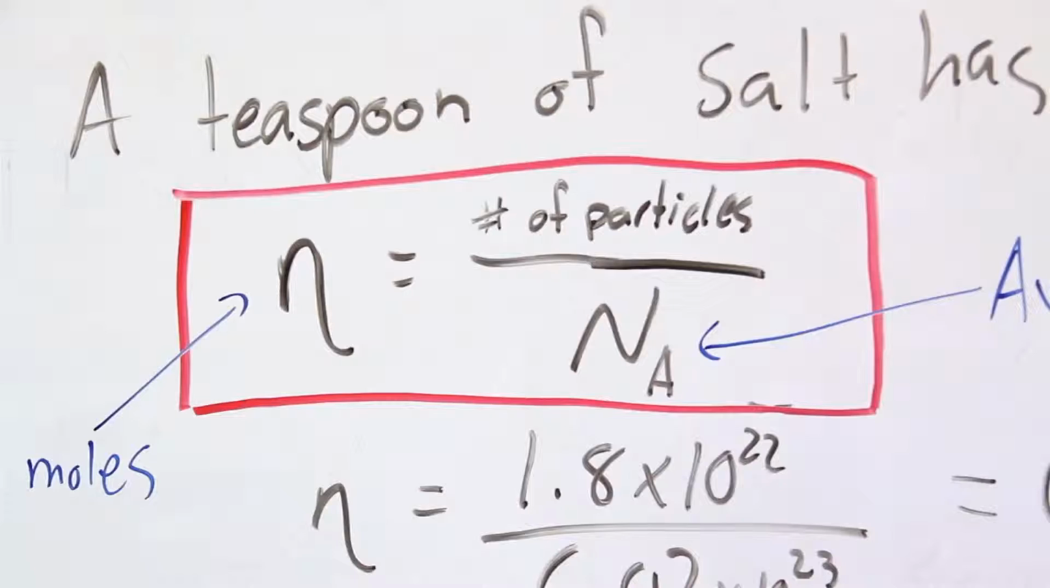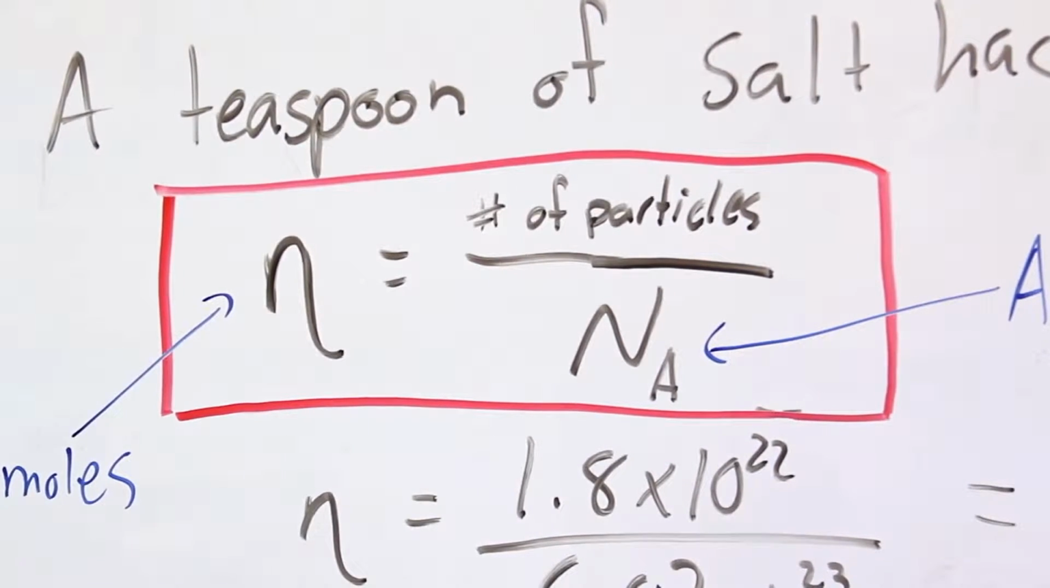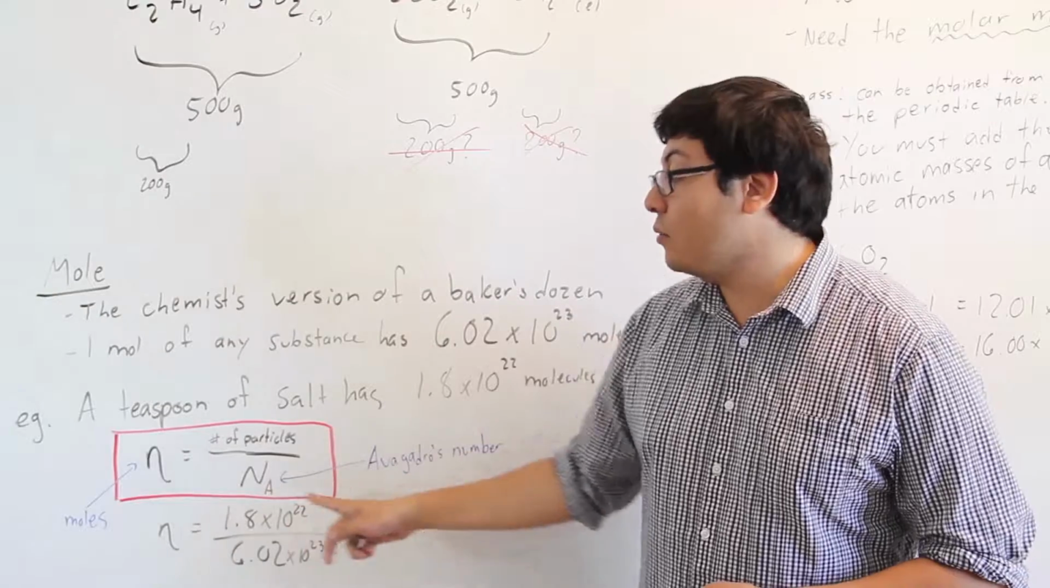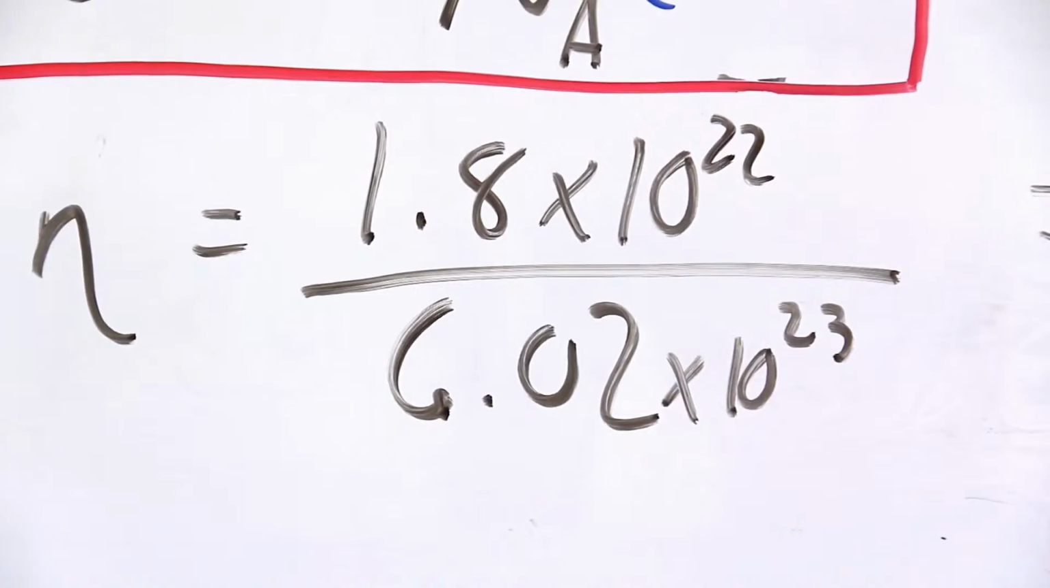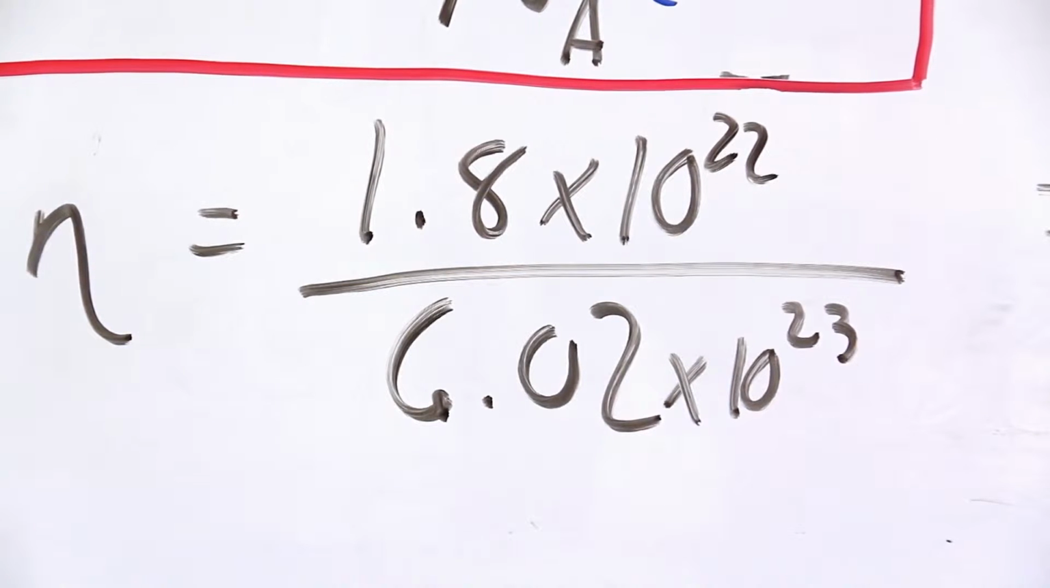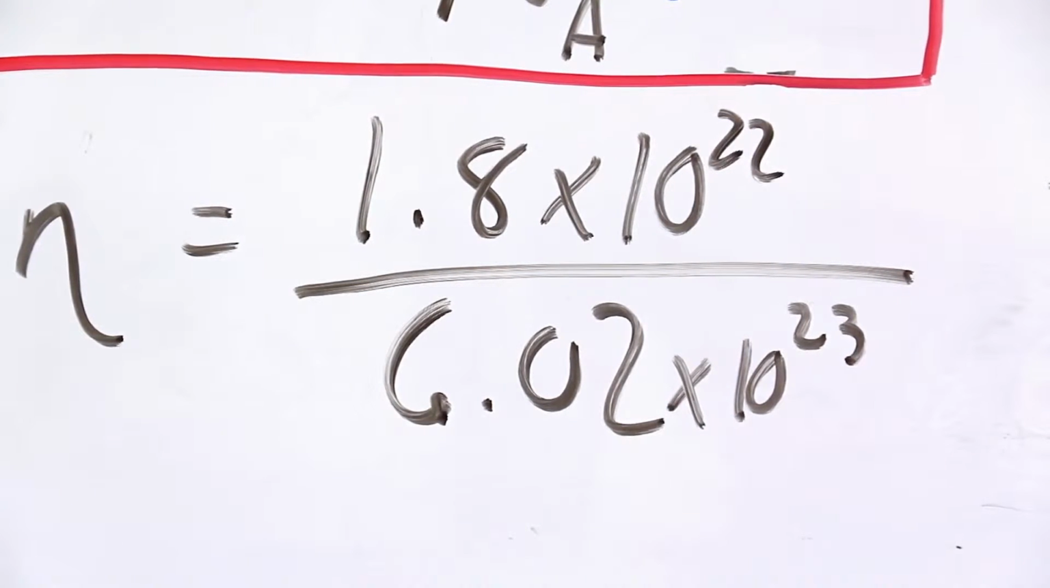So the equation is really easy. It's just n, which stands for moles, equals the number of particles divided by N_A, which is just Avogadro's number. So the number of moles is equal to 1.8 times 10 to the 22 divided by 6.02 times 10 to the 23, which gives us 0.03 moles.